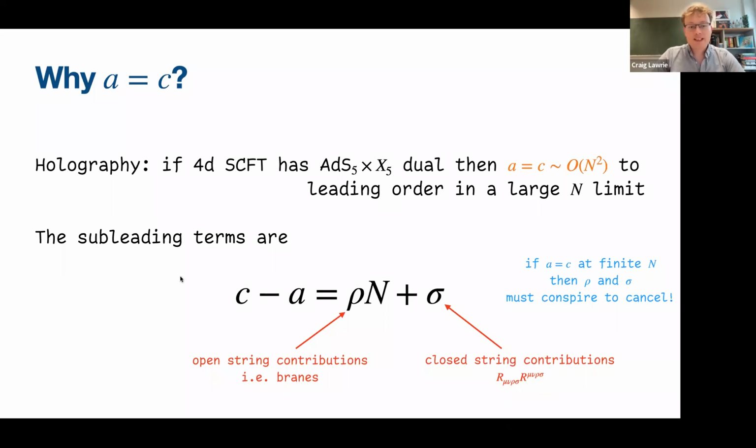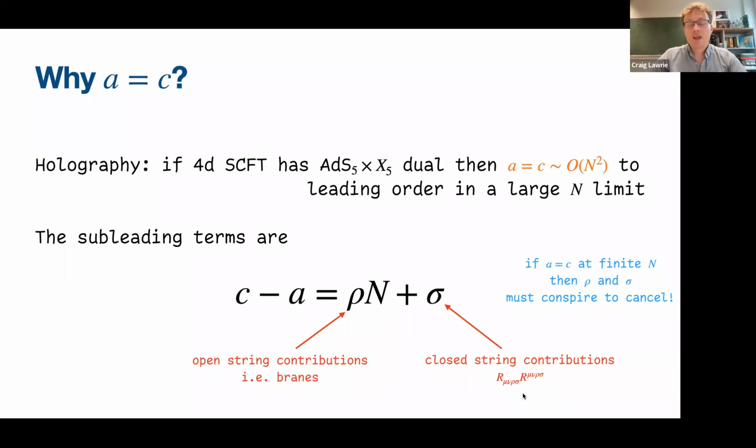But there are subleading contributions, and the subleading contributions to the central charges have two main contributions. One of which comes from open string degrees of freedom, so like strings stretched between branes. That's typically order n. And then there are closed string contributions, and those come from these kind of R squared terms in the effective action.